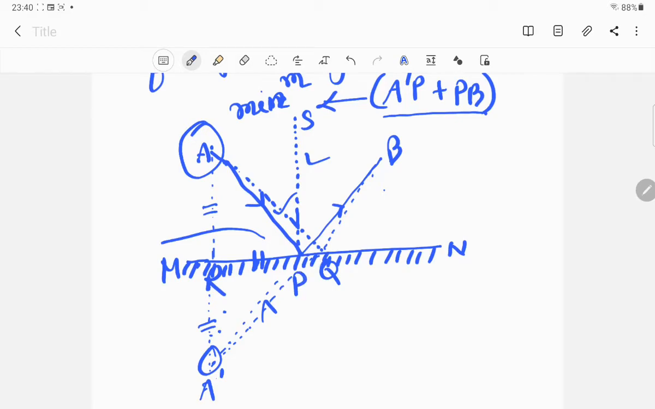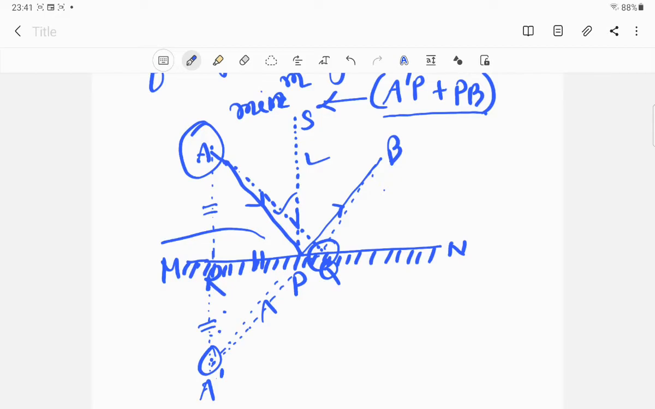Okay, so if you take any other point nearby, suppose Q, then definitely A dash Q B is not going to be a straight line. So it is not at all the minimum path that you can have. The minimum path that you can have is that path which can provide you a straight line.